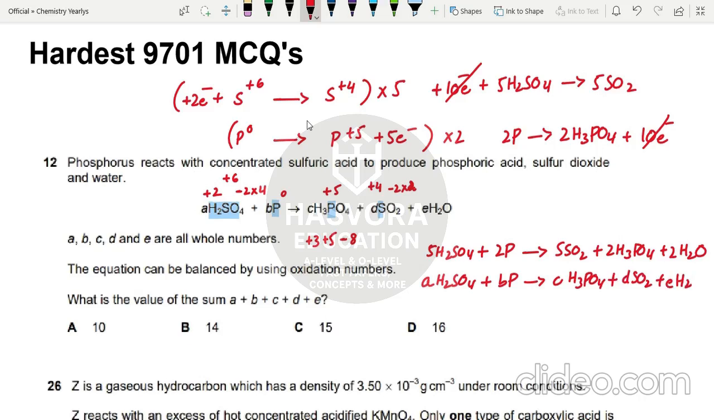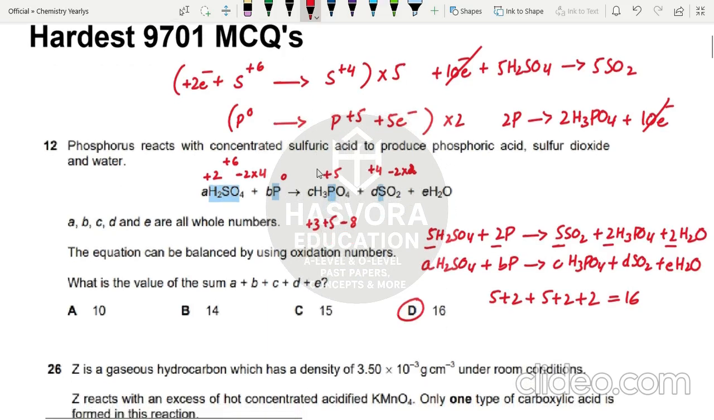So now you just have to add up the coefficients. It will become 5 plus 2 plus 5 plus 2 plus 2. 5 plus 2 is 7, 7 plus 5 becomes 12, 12 plus 2 is 14 and 14 plus 2 is 16, so this becomes 16. So D is the correct answer. So this is how you are going to be performing the balancing using the oxidation number.